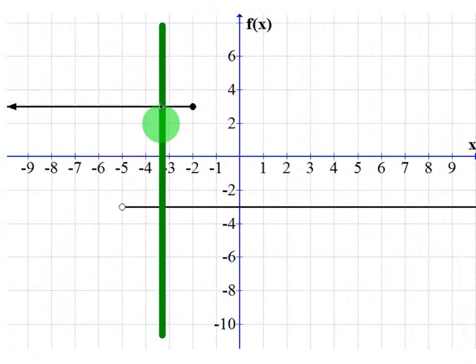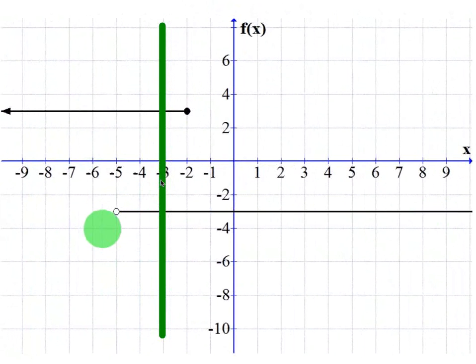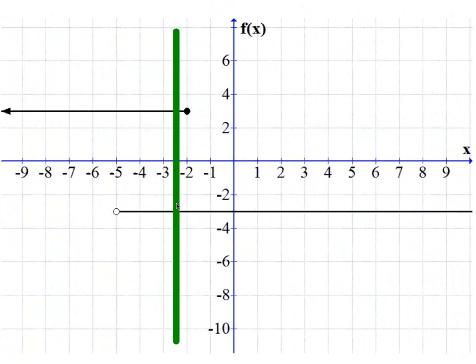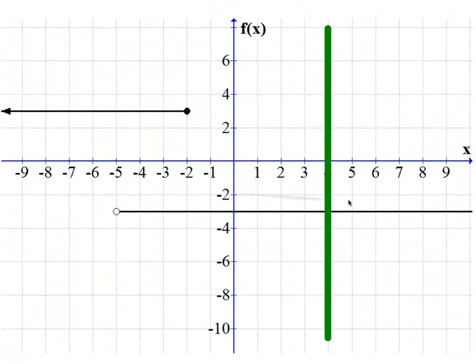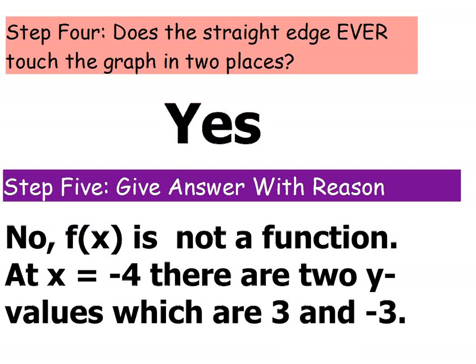That's a problem. Okay, for example, at x equals -3, we have a y value of 3 and a y value of -3. That's not good. It can't be a function if it touches twice. And in fact, it touches twice more than once, but it only has to do that once for it not to be a function. So since it does touch twice, since the vertical line touches twice, the answer is yes, so it's not a function.